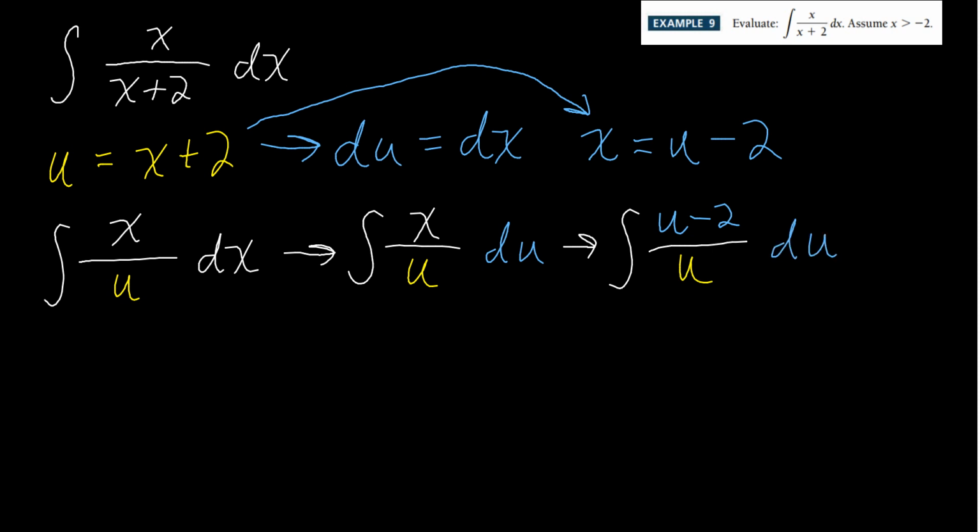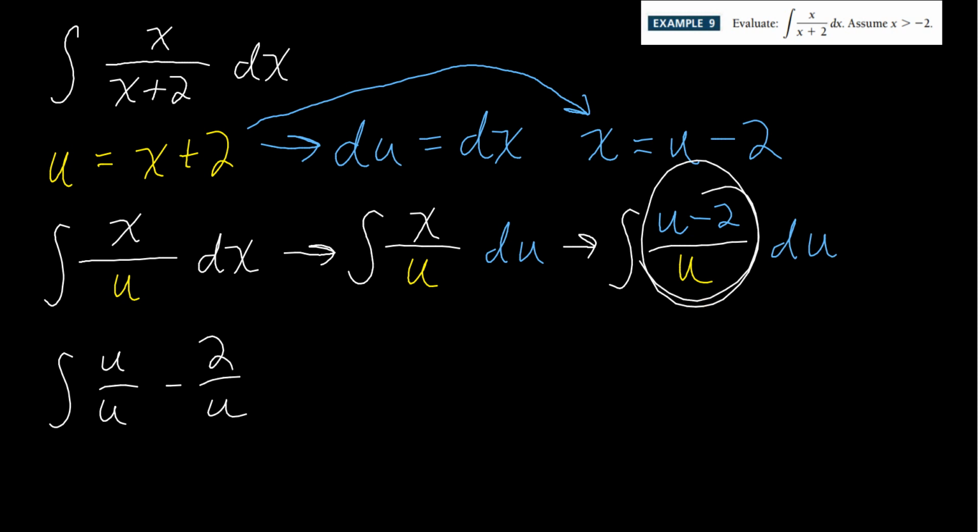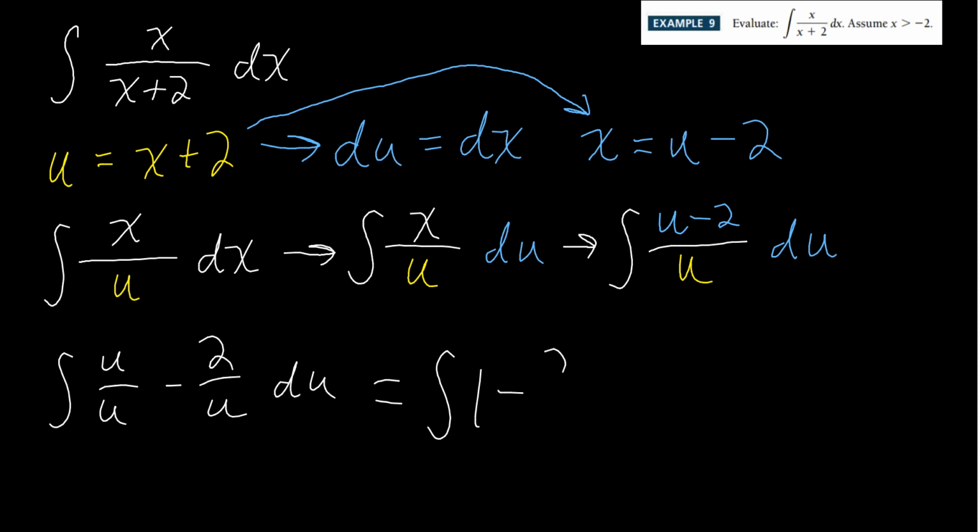Now at this point, the problem should be pretty clear. (u minus 2) over u, I can fix that up as u over u minus 2 over u, by splitting up this fraction, and then of course du. So u over u is just going to be 1, so 1 minus 2 over u du. Let's go ahead and put this on the next page.